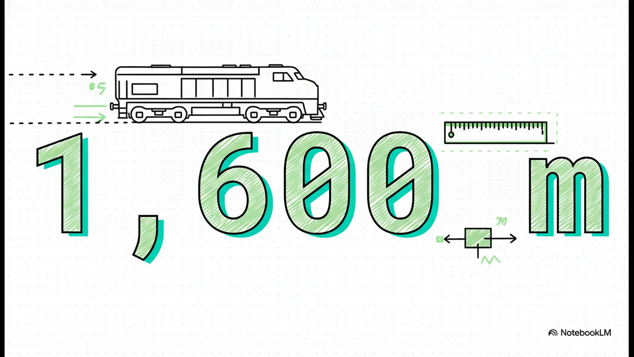And there it is, 1,600 meters. It doesn't matter which path you take, the physics leads you to the same conclusion. That's 1.6 kilometers, basically a full mile, for this train to come to a complete stop. It really gives you a sense of the massive forces and energies we're dealing with.